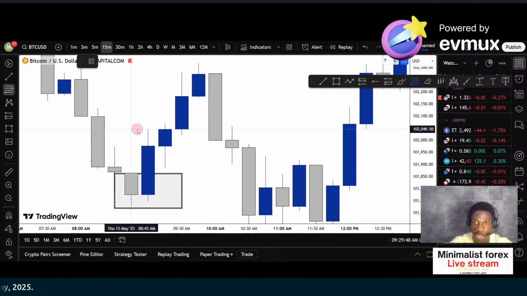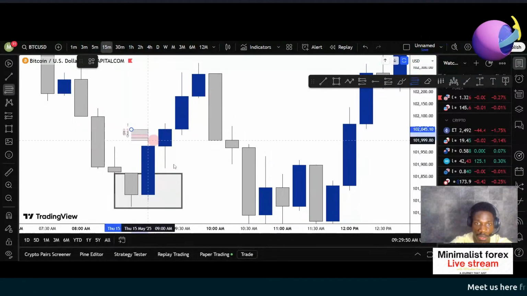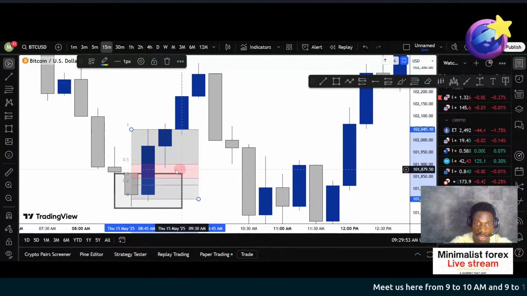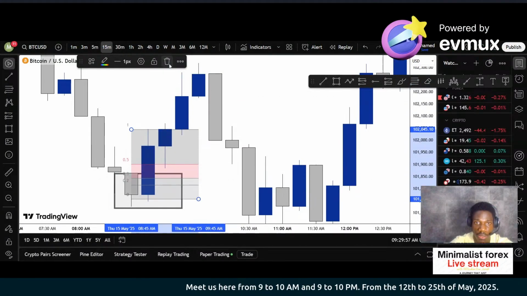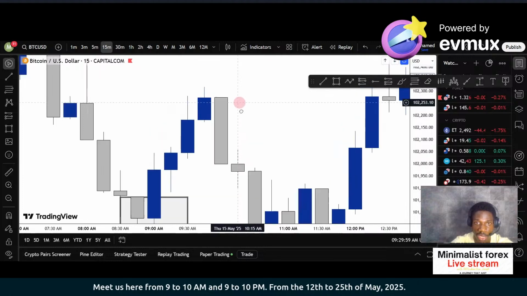Let's measure the height of this candle, from this high to this low. You see, it came halfway, 50%, tapped into it before going upward. Okay. Same thing happens at the top of the candle.